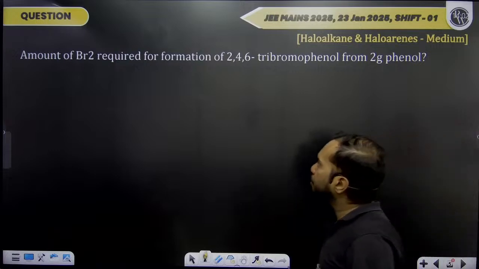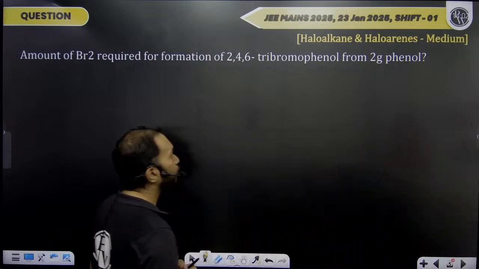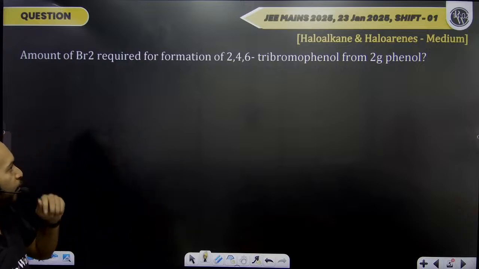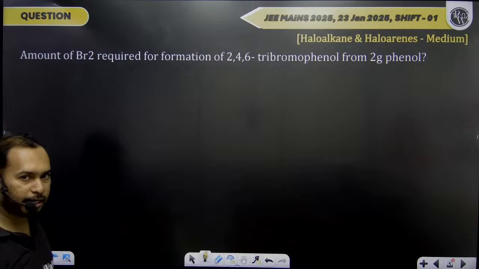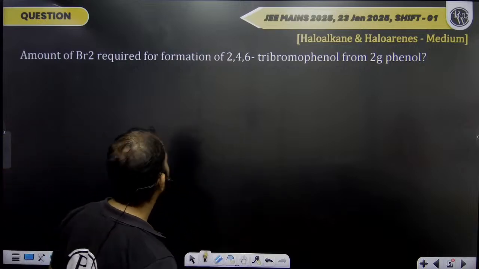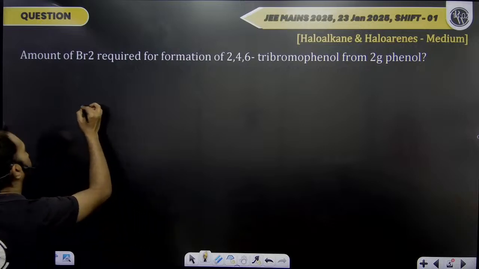Amount of Br2 required for the formation of 2,4,6 tribromophenol from 2 gram phenol. Now in this question, what they have done is that they have mixed organic and physical chemistry. They have mixed organic chemistry with the mole concept. A very, very important reaction is taken over here.